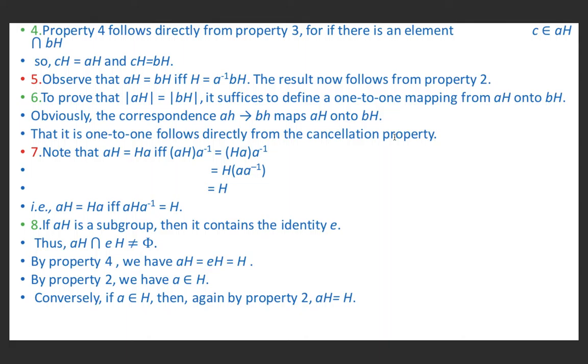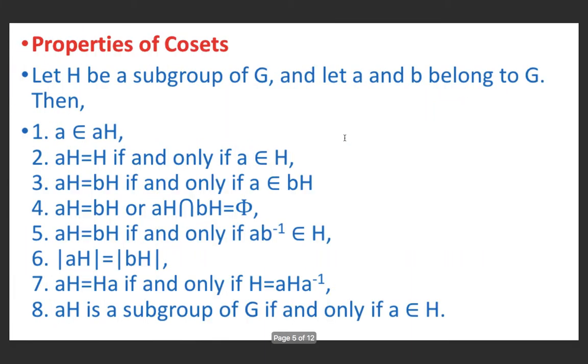Next property is the number of elements in aH is equal to the number of elements in bH. To prove this, it is sufficient to define a one-to-one mapping from aH to bH. Obviously, the correspondence ah to bh maps aH onto bH, and that it is one to one follows directly from the cancellation property, and the result is proved.